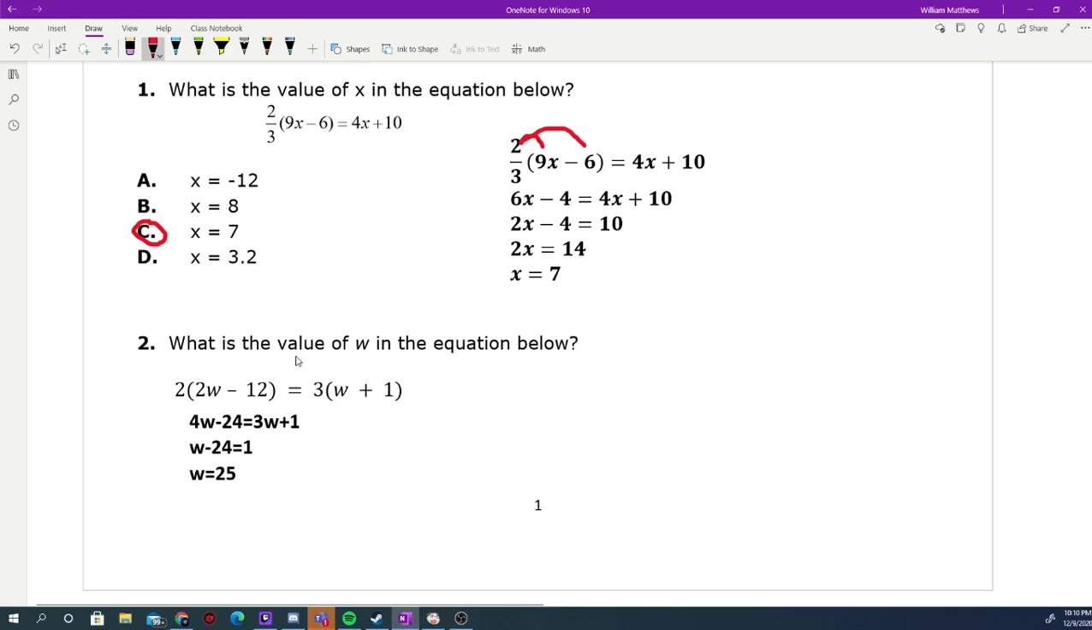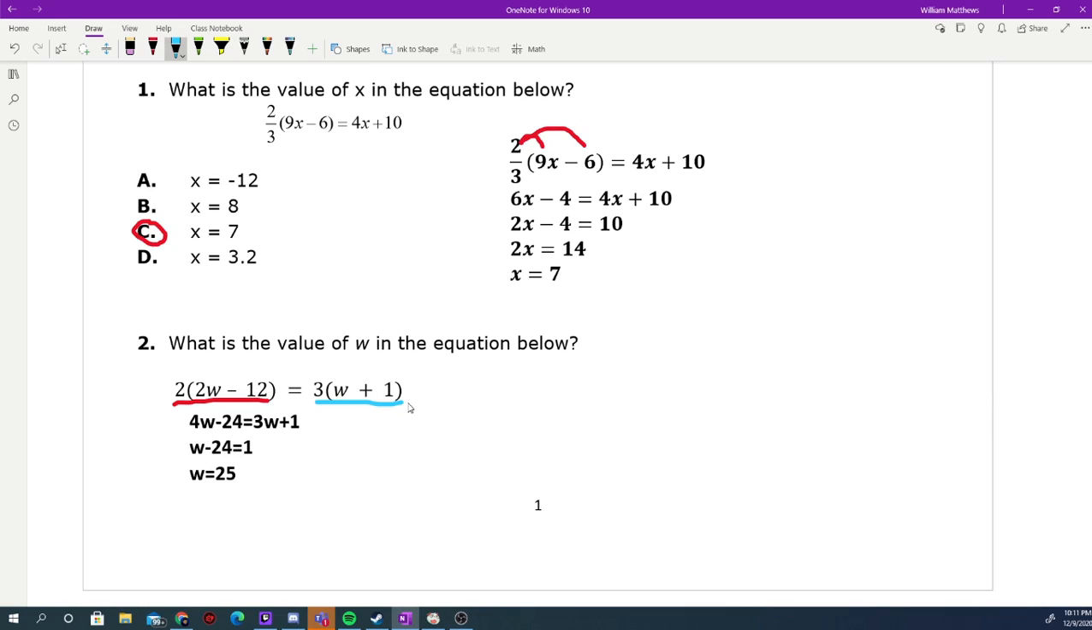The same process is here, where I find w equals 25. I can easily plug in this as my left expression into the y1, and this into my right expression, my y2.